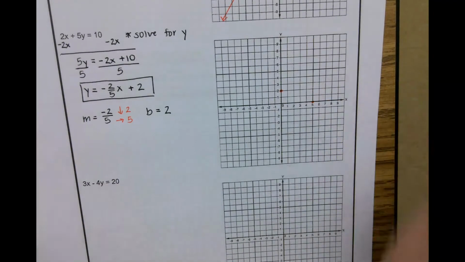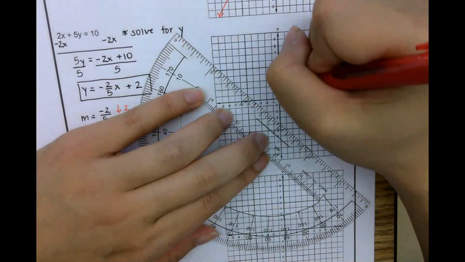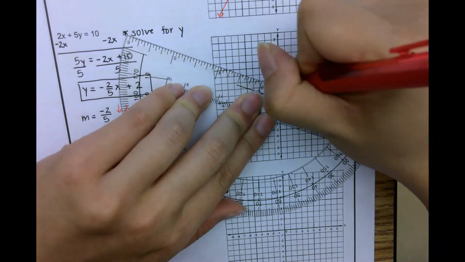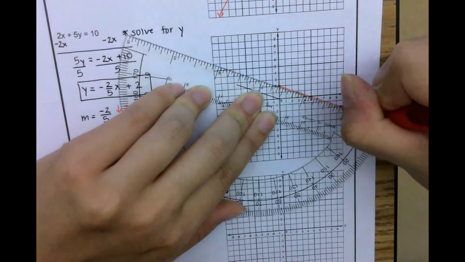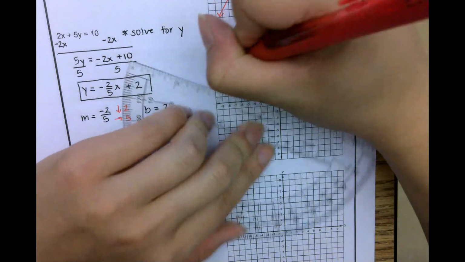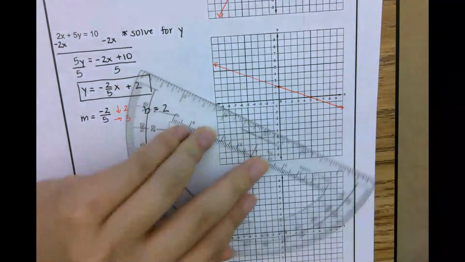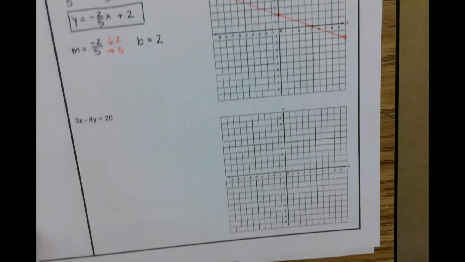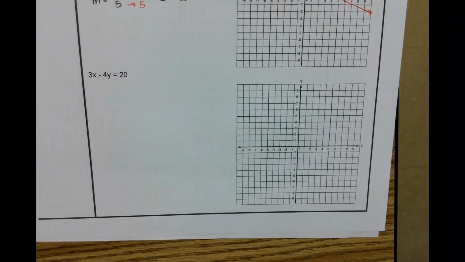Again, you only need 2 points to graph any line. You learn about that more in geometry. Connect and connect. There you go. I'm going to have you try this one on your own. Change it into slope-intercept form by solving for y, and then graph it.